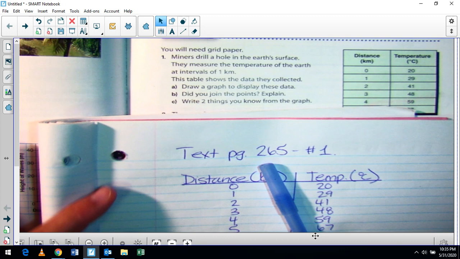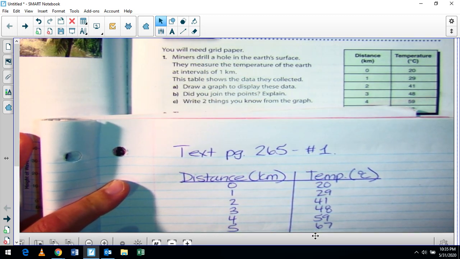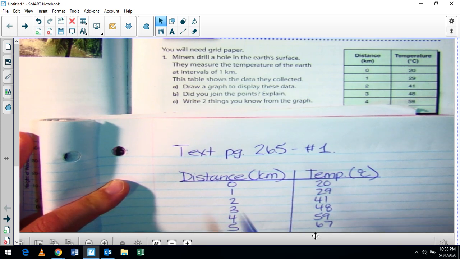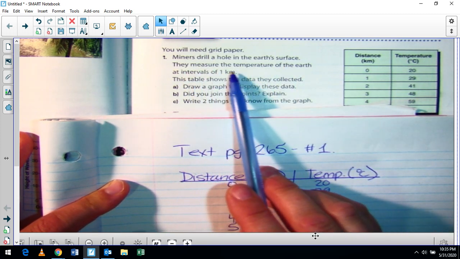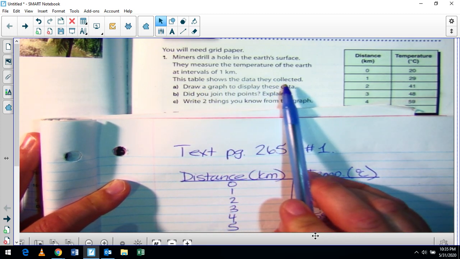In this video I'm going to review how to do question number 1 from page 265. It says you'll need grid paper, but I'm okay if you do it on lined paper, in your Hilroy, whatever you've got. It says miners drill a hole in the Earth's surface. They measure the temperature of the Earth at intervals of 1 kilometer. This table shows the data they collected.